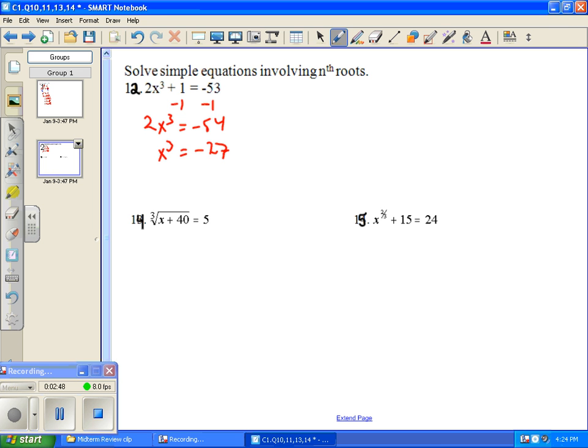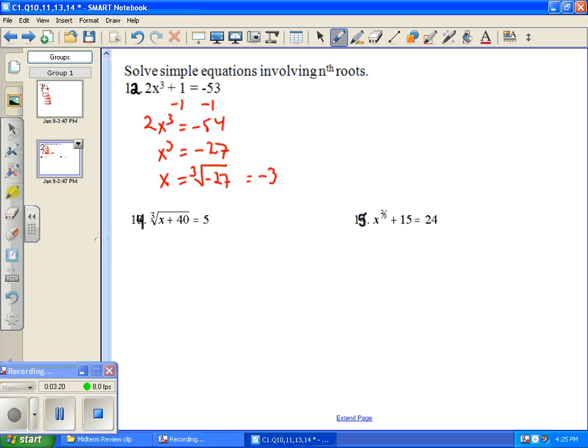And so now we want to get rid of that cube. So we apply the cube root to both sides. So cube root of negative 27. This time a negative under the root is not a problem because we can have negatives under a cube root. So the answer to this is negative 3, because negative 3 cubed gives us negative 27. So the cube root of negative 27 is negative 3.